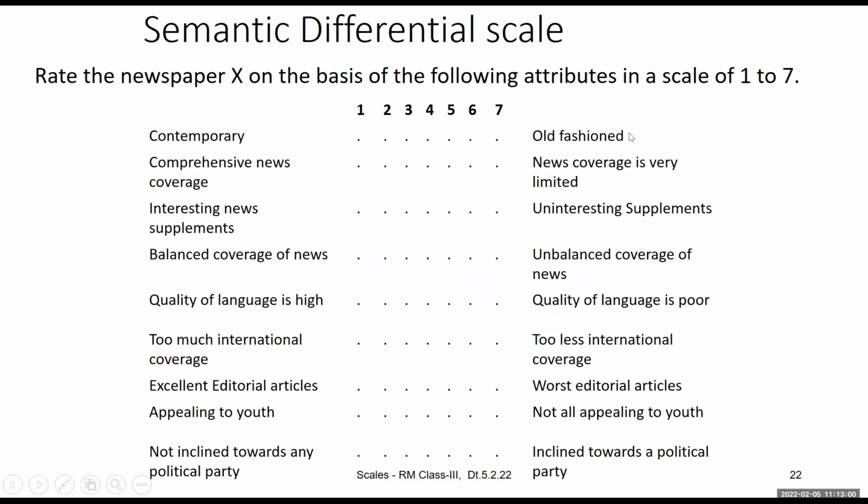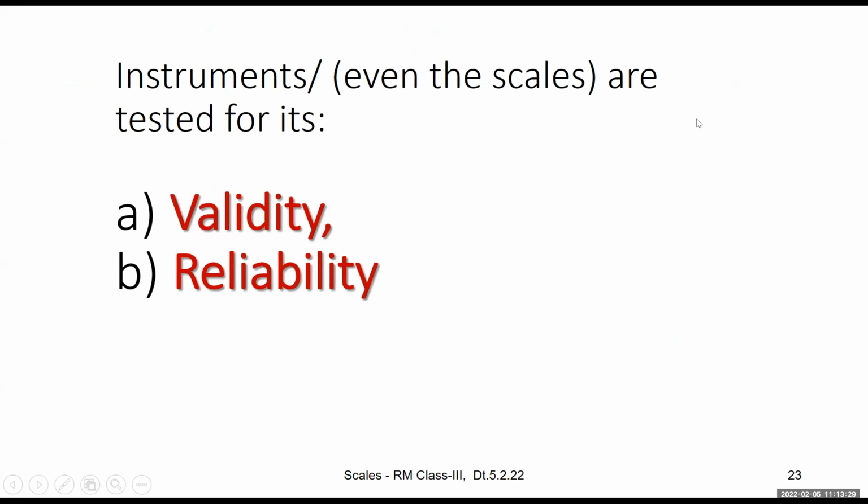Yes, the semantic scale, please note, like you got a 7-point scale. Suppose, on a newspaper, these are the attributes. Is it giving us news very contemporary or does it look old-fashioned? So strongly agree to strongly disagree. You can put a circle here. So these are the different attributes and how you ask the respondents to respond. Okay, any question up to this?